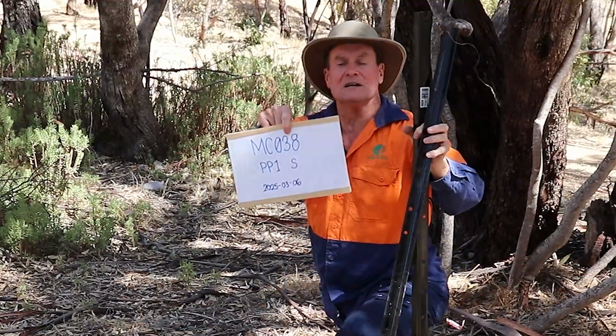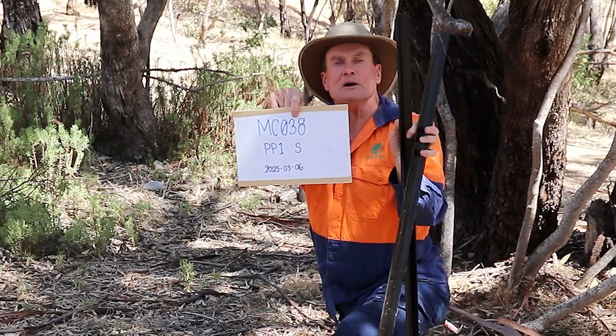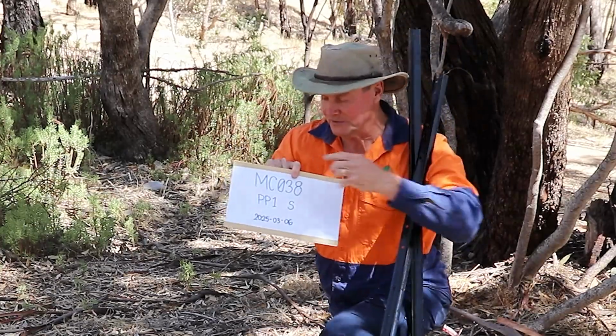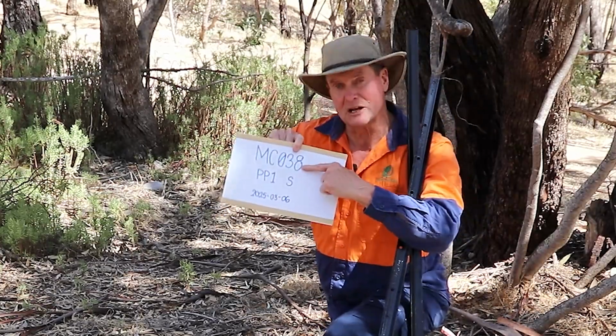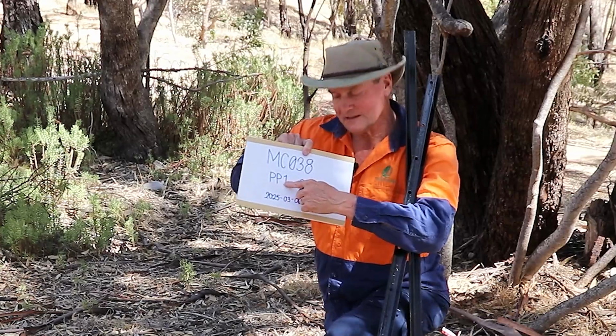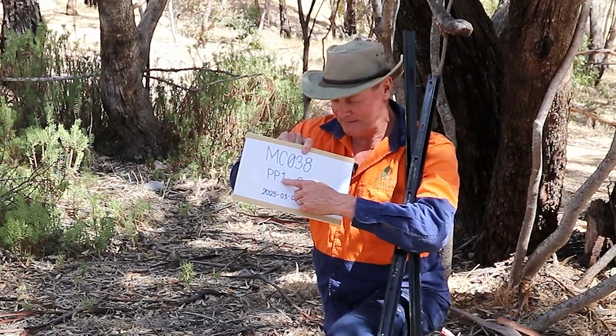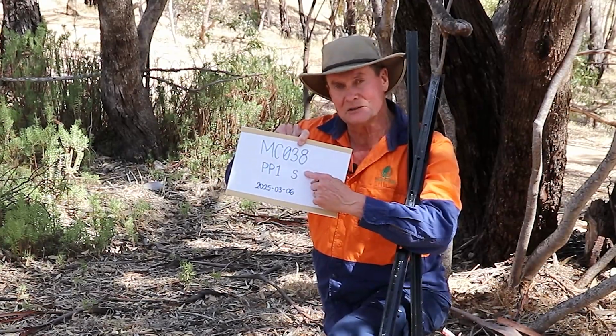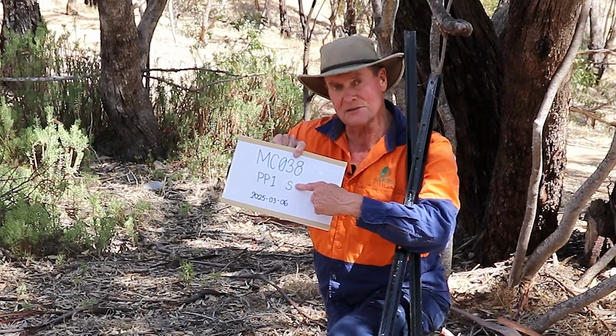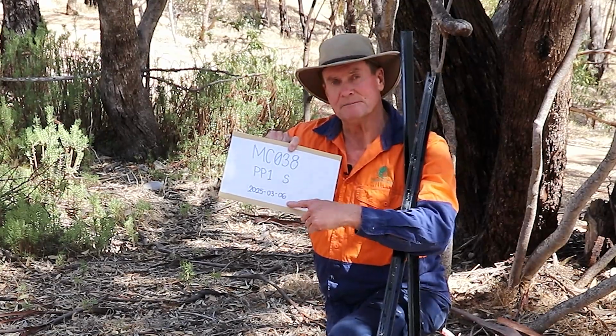And then we'll need a sign for the sighter post. In this case, what we have on the sign is the site code. We have the Photopoint number on the site, plus the orientation of the photo, so in this case south, and then the date.